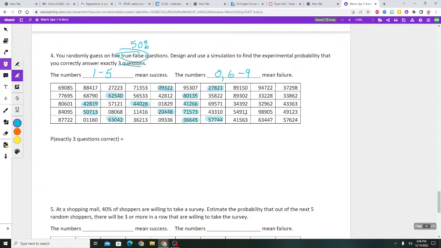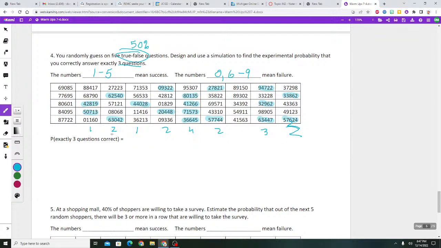This one has 4. This one has 4. This one has 4. This one has 3. This one has 4. This one has 3. This one has 1. This one has 3. This one has 2. This one has 3. This one has 4. This one has 4. And this one has 2, or 3, sorry. So now if we count them up, we have 1, 2, 1, 2, 4, 2, 3, 2.